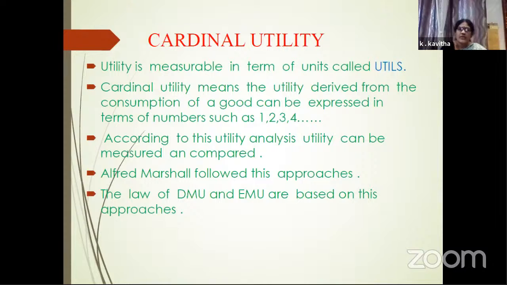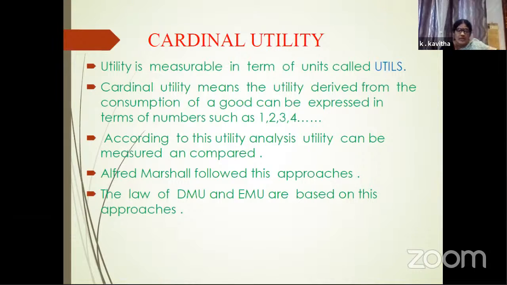Cardinal utility means the utility which is derived from the consumption of a good or service can be expressed in terms of numbers, like 1, 2, 3, 4. When we are eating one apple, we can say that we got 10 utils. Here we are measuring the units, measuring the experiences, measuring our satisfaction. So measuring and comparing the utilities is called cardinal utility. Cardinal numbers are 1, 2, 3, 4. According to this, we can measure the utility and we can compare the utility.